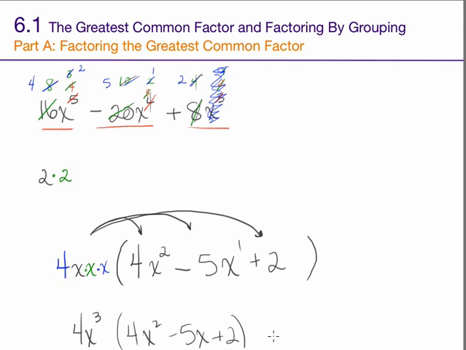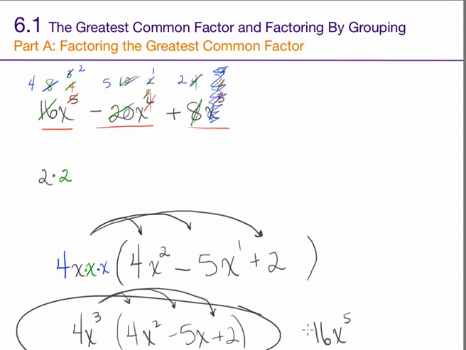How do you check that this is the right answer? Well, I'm claiming that this is the same as the original expression, only in a different form. All I have to do to check it is do the multiplication. Distribute as though you were doing this problem in the other direction. 4x cubed times 4x squared is 16x to the 5th, remembering that your product property of exponents here says to add exponents when you're multiplying bases.